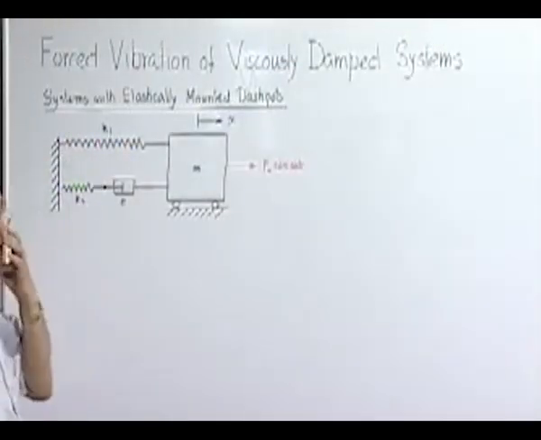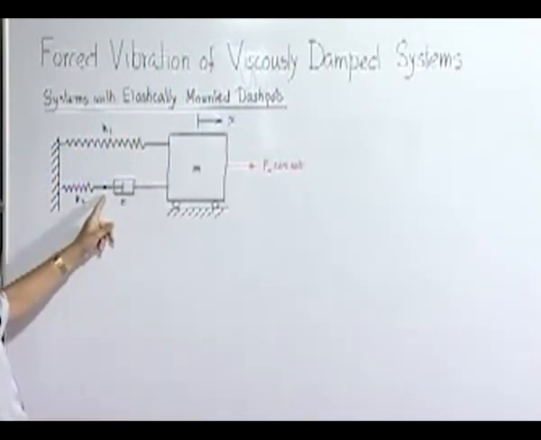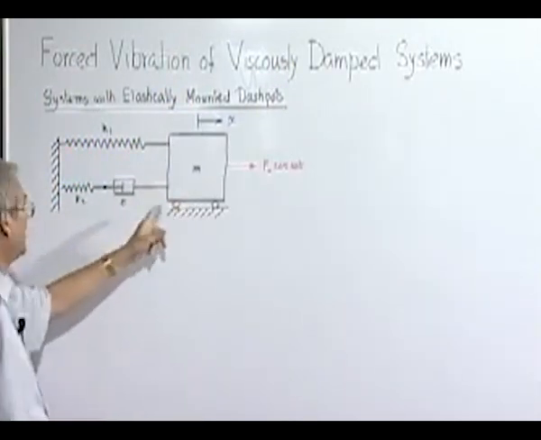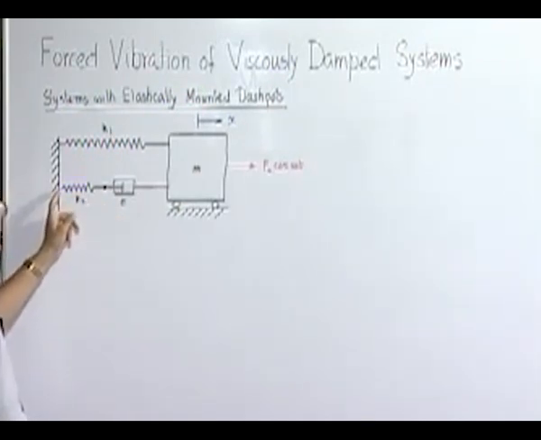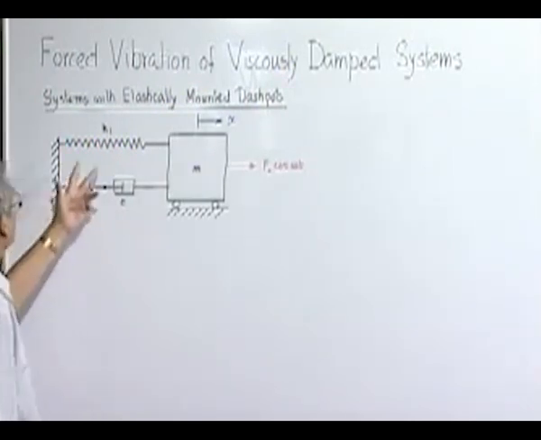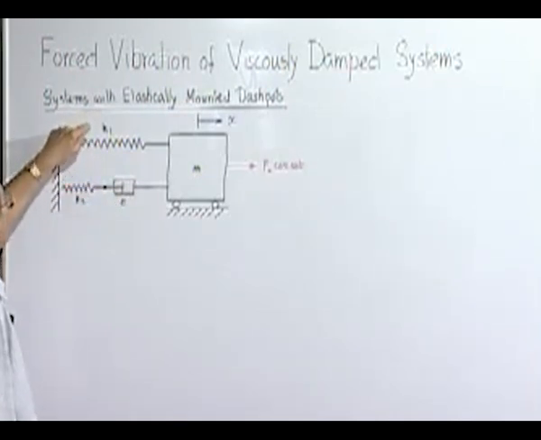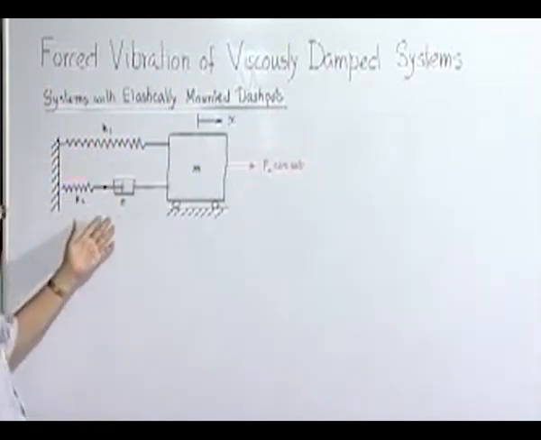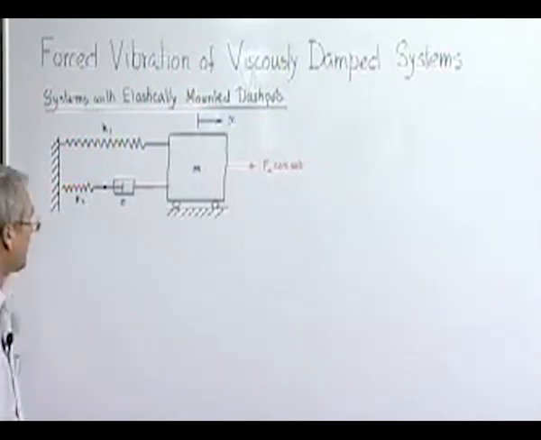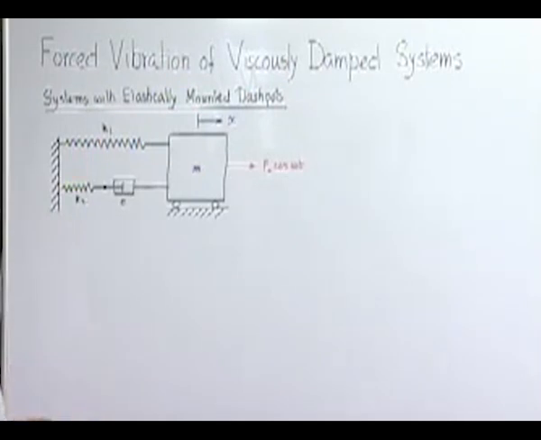So, our problem is this: we have a system where one end of this dashpot is connected to the body, but the other end is connected to a spring whose other end is connected to the foundation. Now there are two springs because the dashpot is mounted elastically, and obviously therefore two spring constants. We call the spring coefficient for this one K1 and the stiffness for the other spring K2, and C and M are there. Now, first let us try to see what will be the equation of motion.